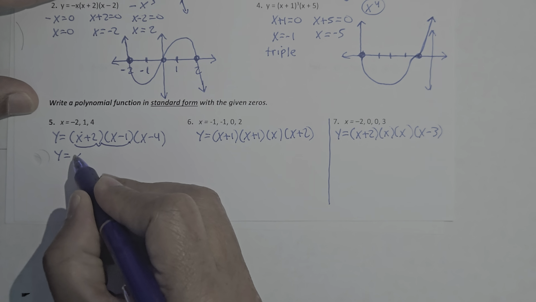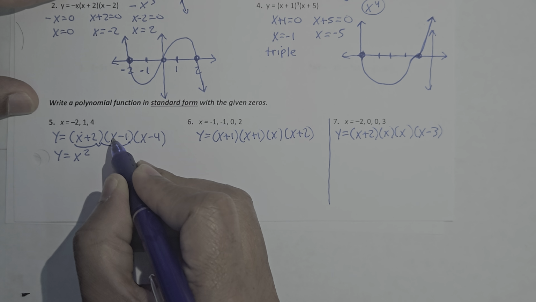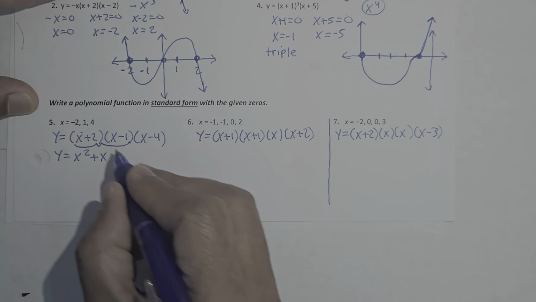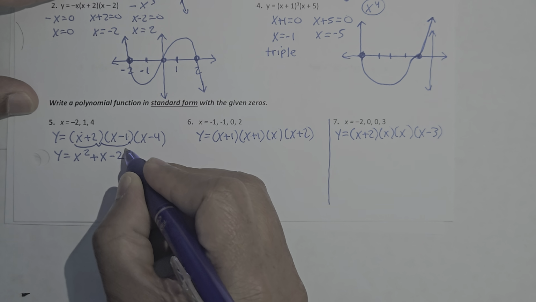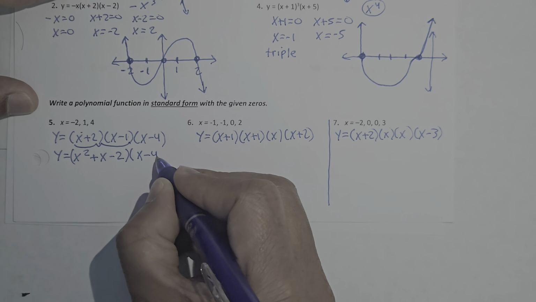So x times x is x squared. X times negative 1, that's negative 1x. 2 times x, positive 2x. 2x minus 1x, 1x, right? And then 2 times negative 1, that's negative 2. And then we still need to multiply this trinomial by x minus 4.